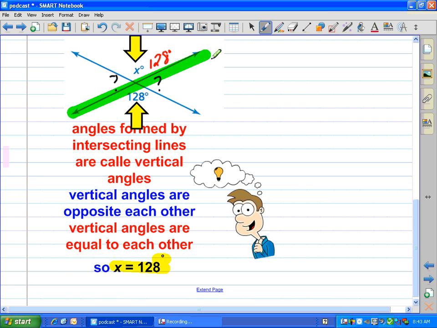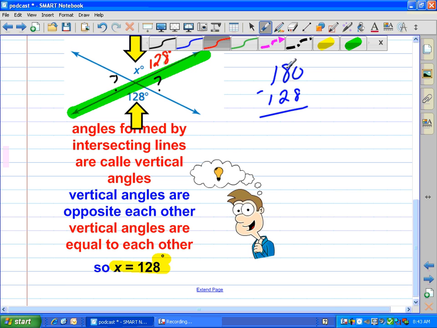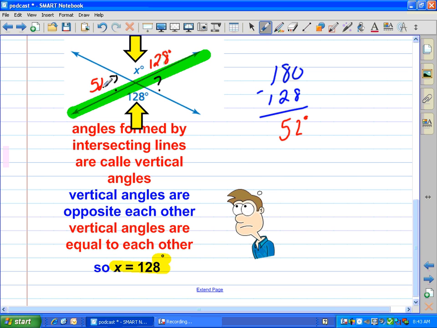straight angle, straight line, so it has to give me 180. So 128 and some number has to give me 180. Easiest way to figure that out, do 180 minus 128. Mental math, Mr. Phillips, 180 minus 130 would be 50. Add 2 more, so that should give me 52. So this would be 52 degrees.